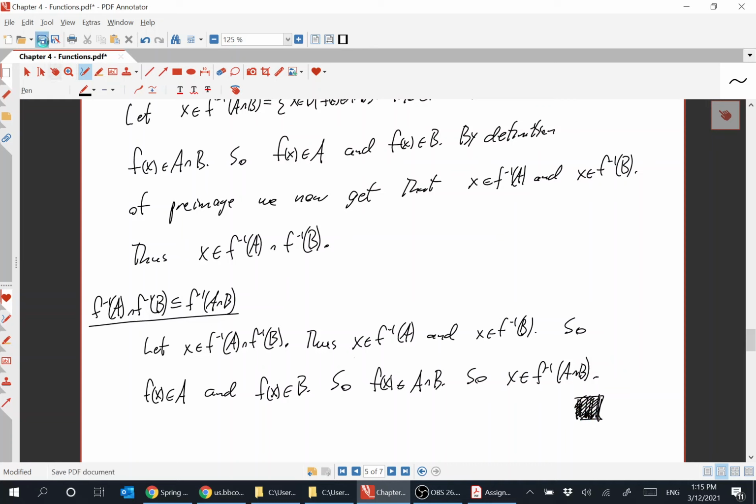So yeah, this preimage thing, it works. It's got more well-behaved properties than image does.